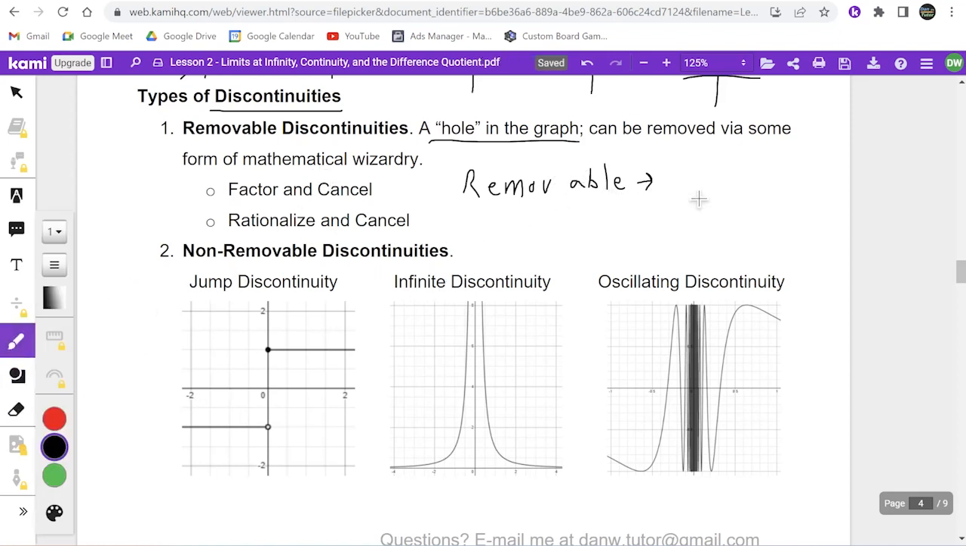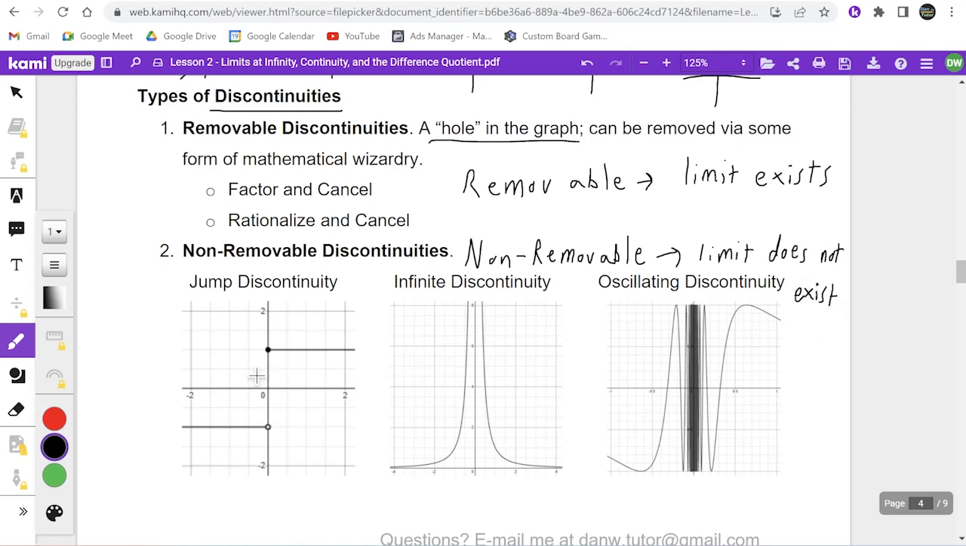If it's a removable discontinuity, then all that means is the limit exists. With removable discontinuities, the limit exists. In other words, if you were to just remove that single point, like the hole in the graph, then yes, the limit will exist. And then for non-removable, obviously this is going to be where the limit does not exist. Here's some examples of non-removable discontinuities.